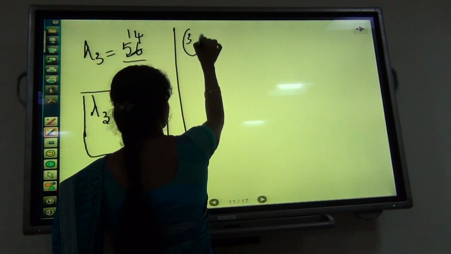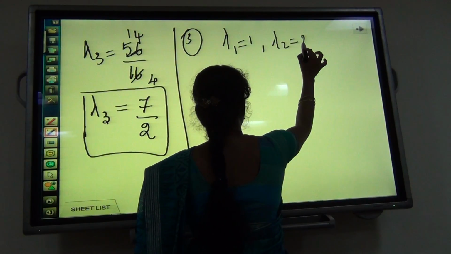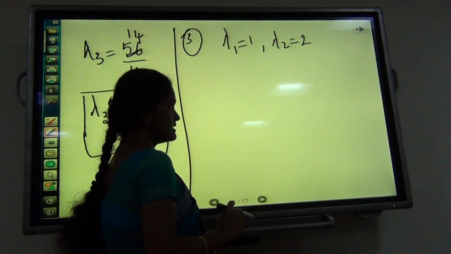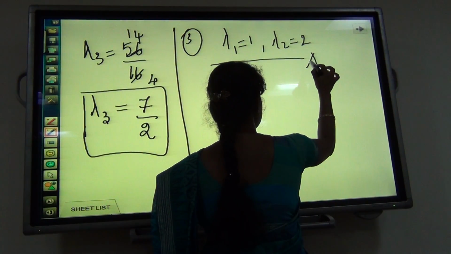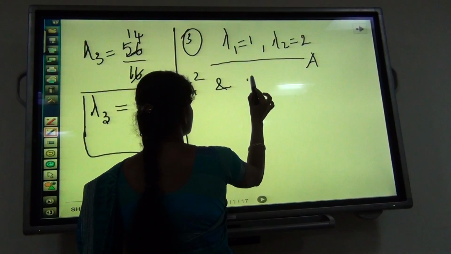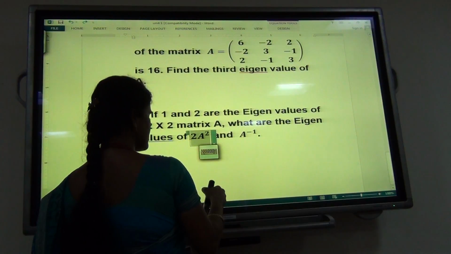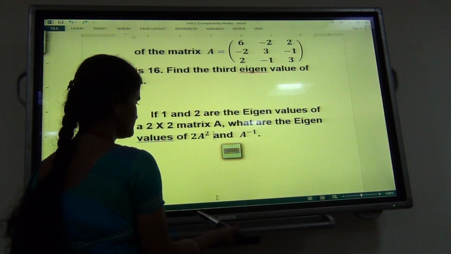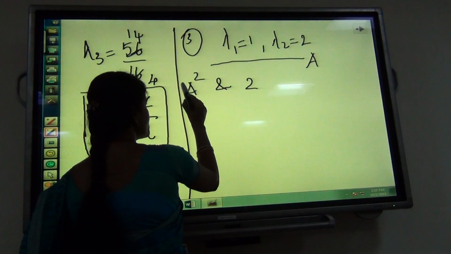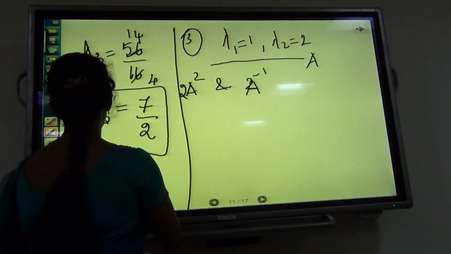The third problem: the eigenvalues are 1 and 2 of a 2 cross 2 matrix. So there are only 2 eigenvalues, and these are eigenvalues of the matrix A. We are about to find the eigenvalues of 2A square and A inverse.